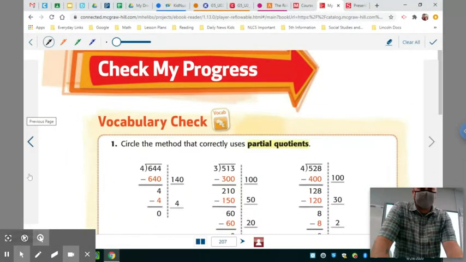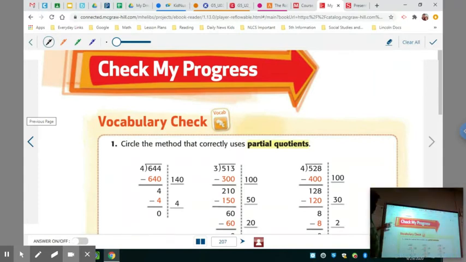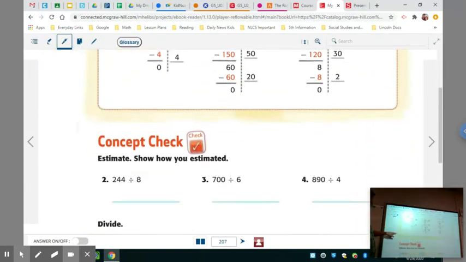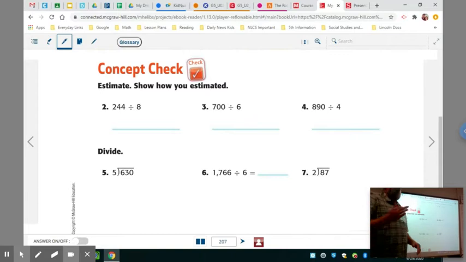All right. We're going to start with the check my progress here. Now, obviously, the estimating part's the toughest for you guys. It's tough for me sometimes to see the compatible numbers things. So sometimes that just takes a little bit of practice getting used to seeing.